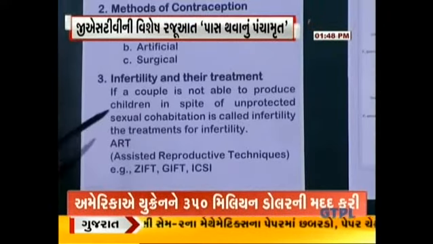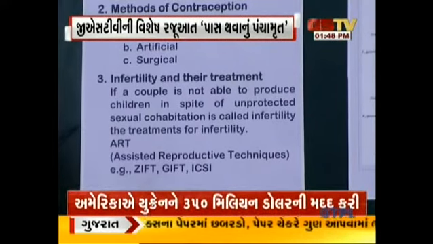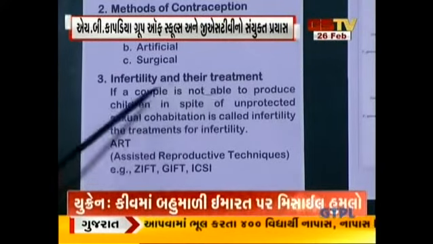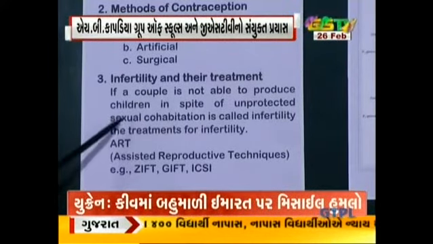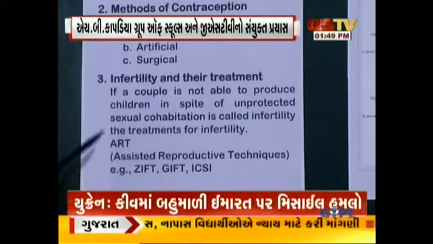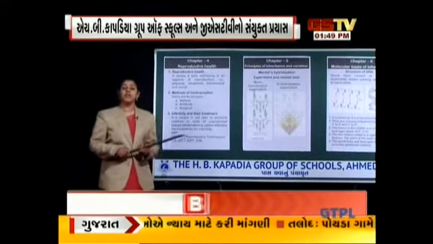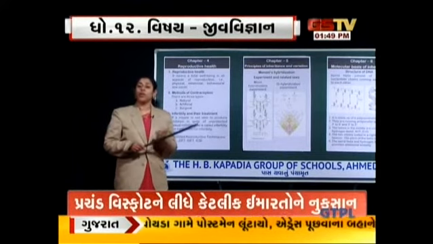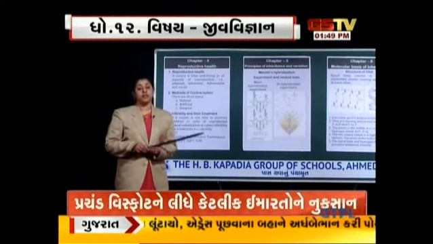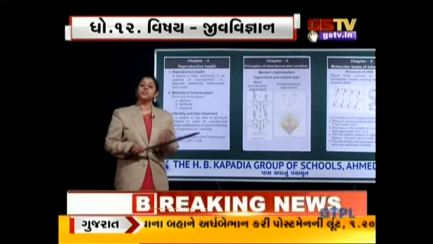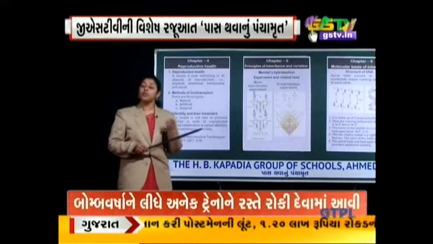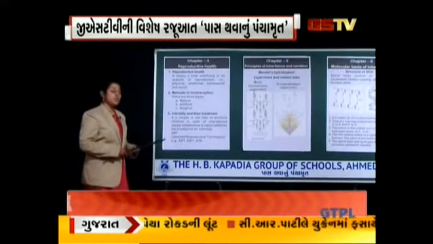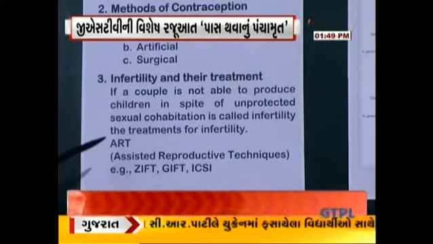Now, the third important topic of this chapter is infertility and treatment. Now, what is infertility? If a couple is not able to produce children in spite of unprotected sexual cohabitation, it is called infertility. Nowadays it is very severe because the age of marriage has increased and all of them are having tension in their life. Due to that, infertility problems are increasing day by day. So how to solve this infertility? There are different techniques. All these techniques which are useful to solve this infertility are called ART.